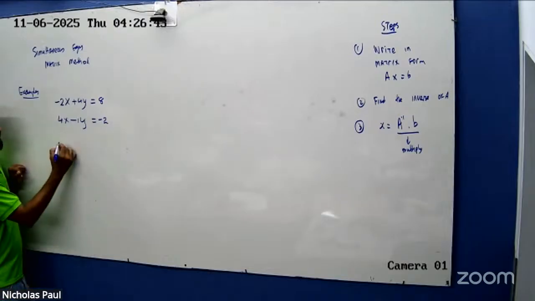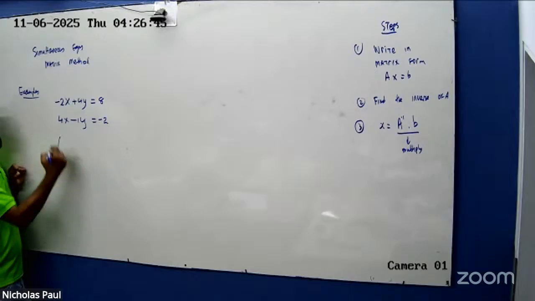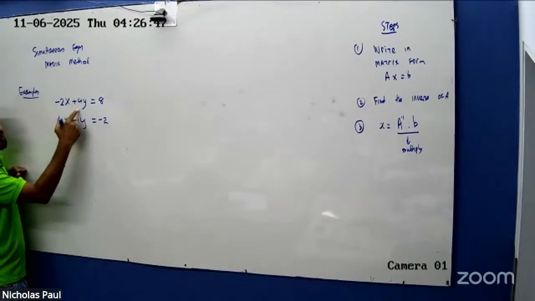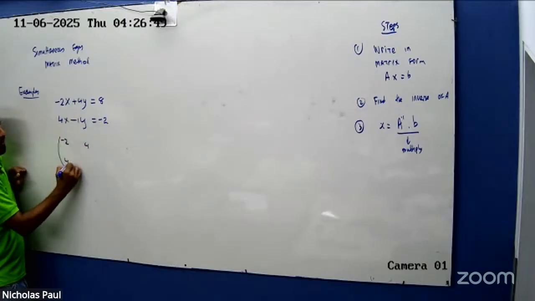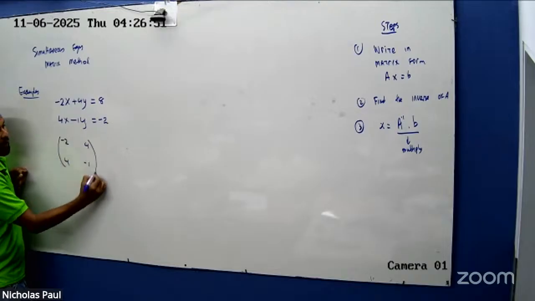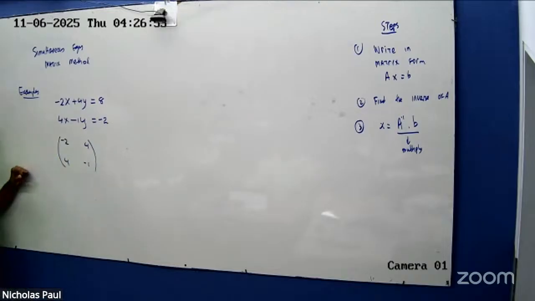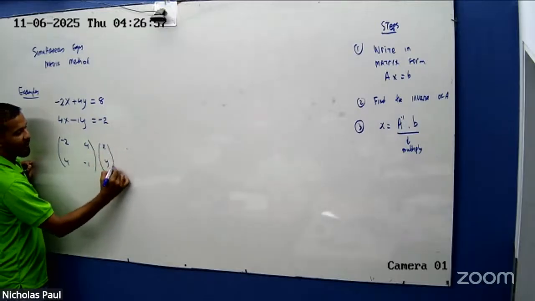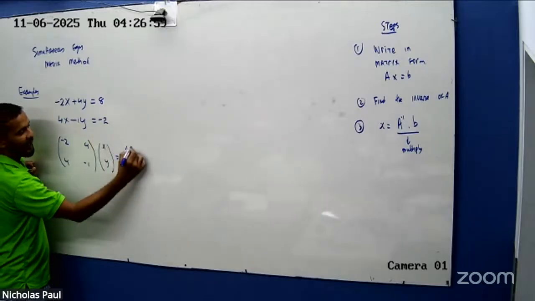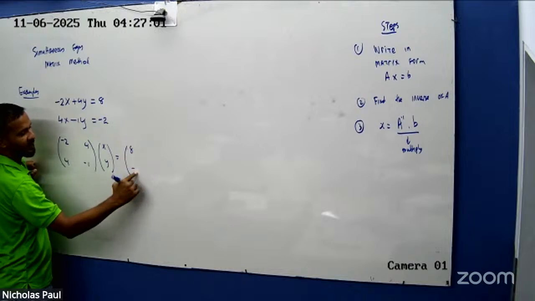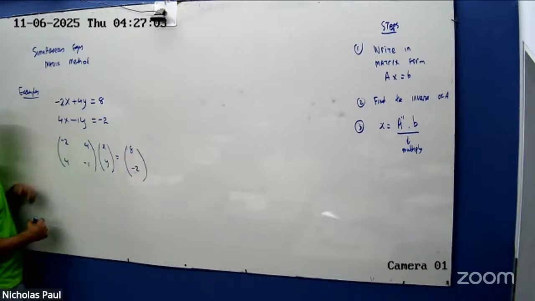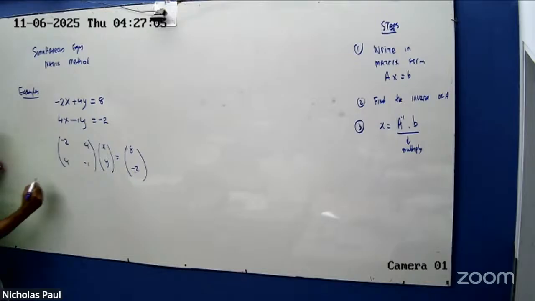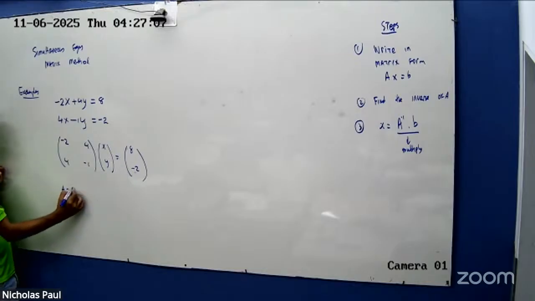Right, so we'll get minus 2, 4, 4, minus 1. You multiply it by xy, and the answer on the outside is 8, minus 2. Everybody had that right. Here again, I see the mistake with the determinant.